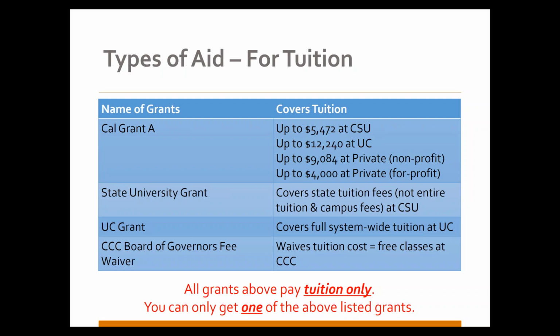Then there's the UC grant, of course, which is offered through the UC campuses, and then the Board of Governors fee waiver, which is called the BOG. Next slide.